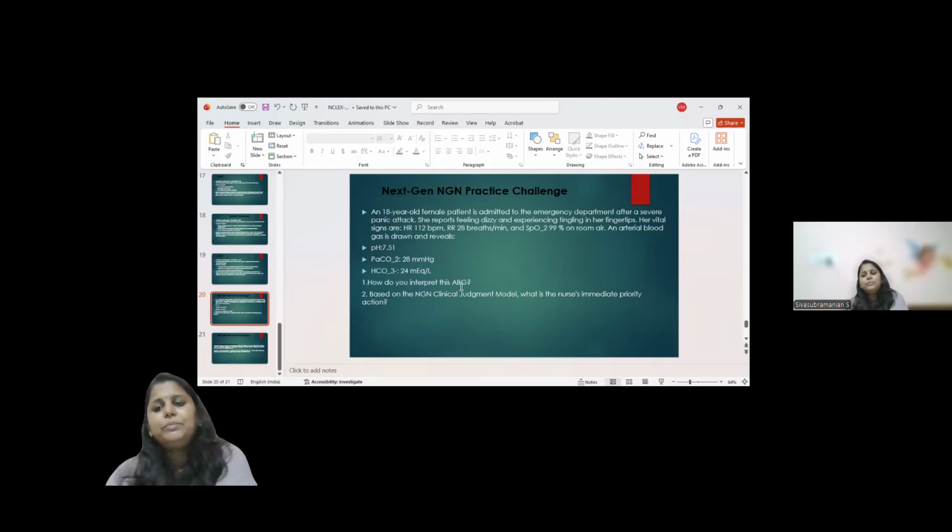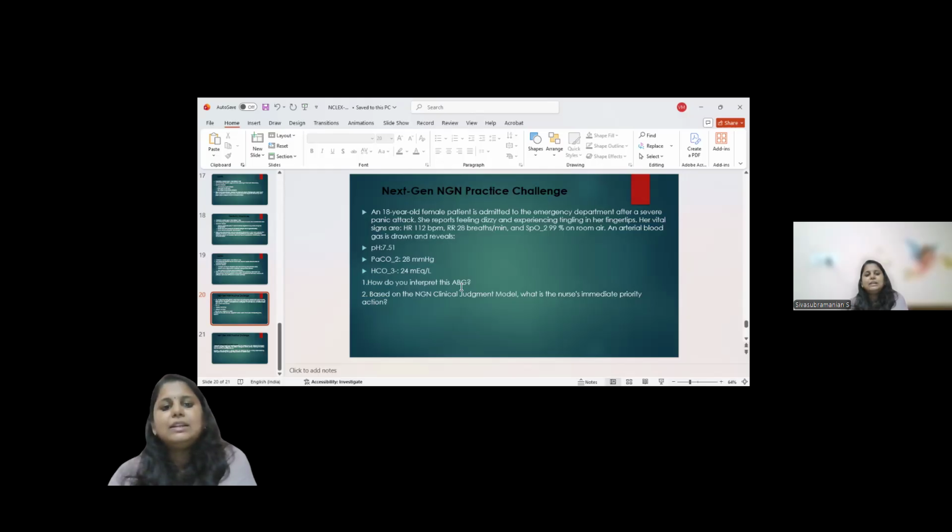Then we discussed the imbalances in the respiratory system as well as in the metabolic system. What are the causes of the respiratory and metabolic imbalances, and how can we intervene for the particular causes based on the patient's symptoms. Now we are at the end of the session. Before concluding, I will give you one scenario with ABG values: how you can interpret the ABG results, and how you can use your clinical judgment model to prioritize the nursing interventions.